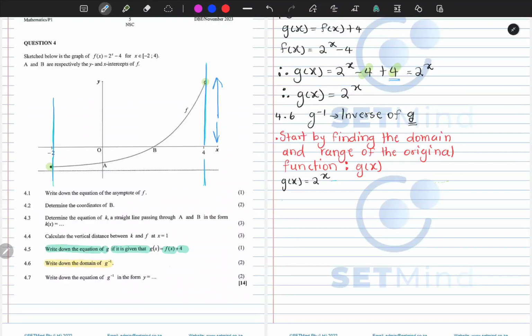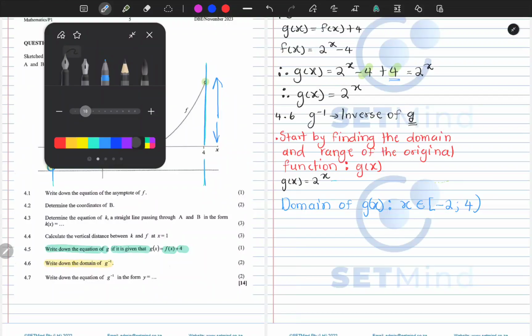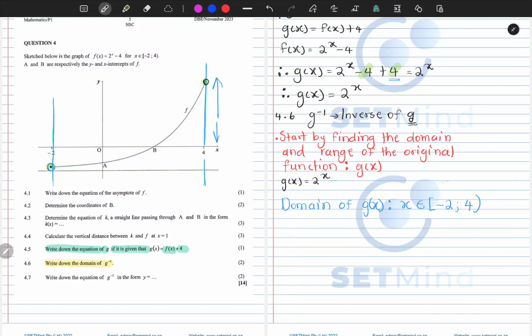So as it stands, the domain of g of x, what you should be able to see is that it's going to be an element. If you look at that one, the -2, it is included, so it's shaded. So I'm going to have -2 like that, up to, if you look carefully, 4 is not shaded. So that's why I'm not going to put in a square bracket like that. So that becomes our domain.